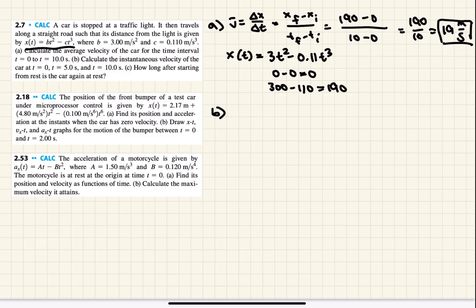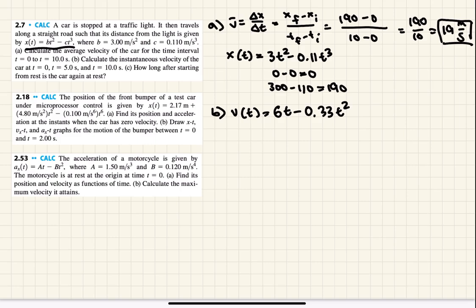For part B, calculate the instantaneous velocity. So that's going to mean we have to take the derivative of position. Velocity, the equation for that, is going to be, because power rule, right, 2bt and so on. And so if we use this equation here, we bring down the 2 and it's going to be 6t minus, bring down the 3, that's going to be 0.33 t squared.